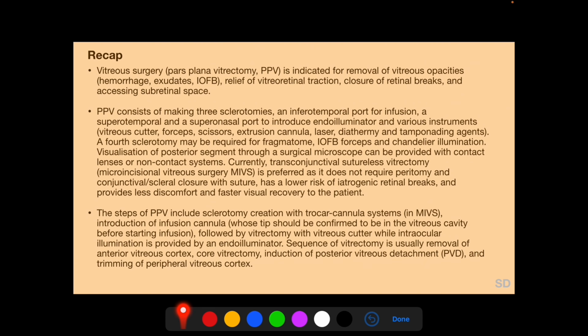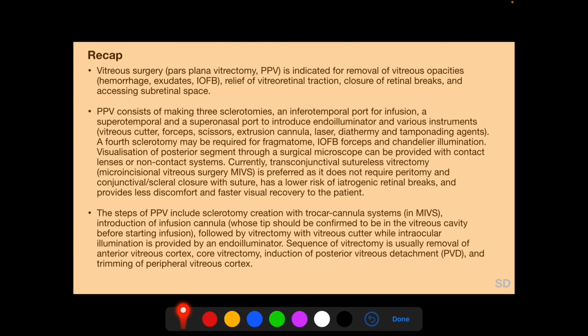Currently, transconjunctival sutureless vitrectomy, also called microincisional vitreous surgery or MIVS, is preferred as it does not require peritomy, or conjunctival or scleral closure with sutures, has a lower risk of iatrogenic retinal breaks, and provides less discomfort and faster visual recovery to the patient.